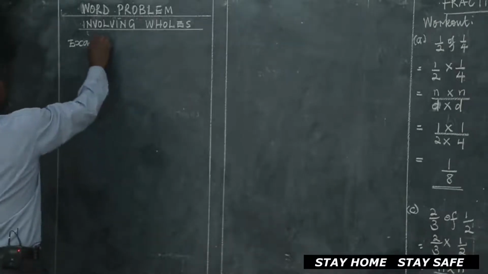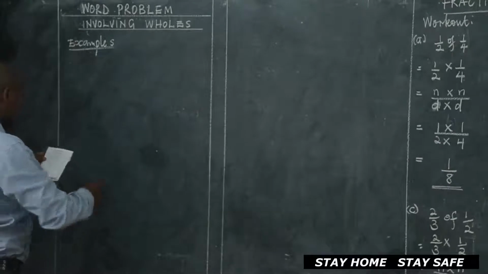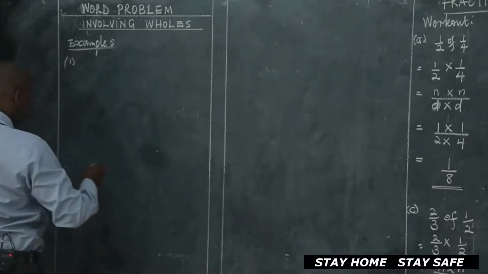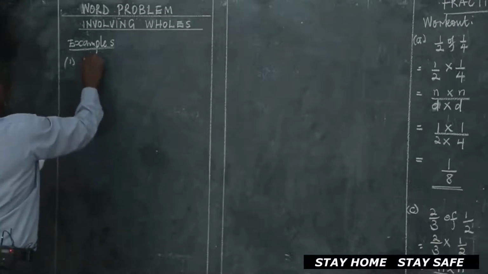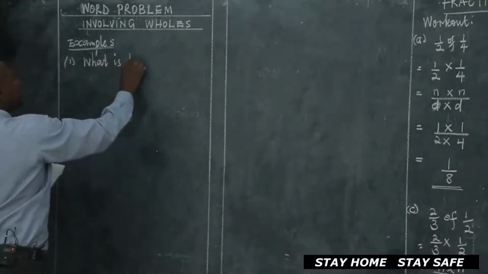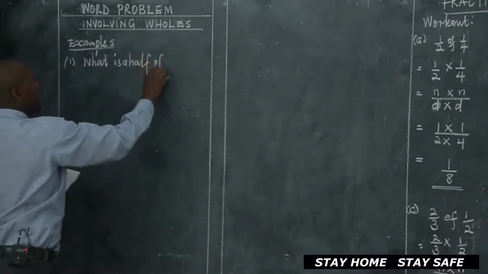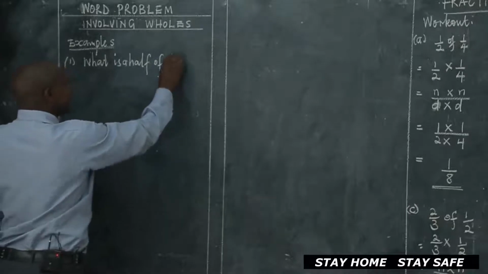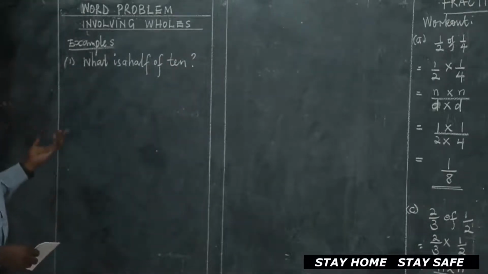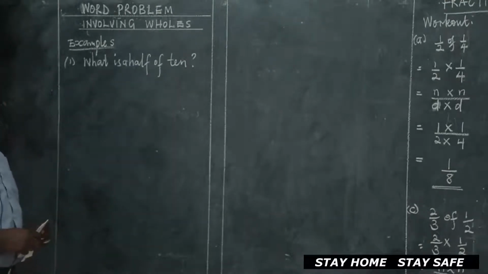Here the teacher is talking about example 1, or if I have quite a number of examples, and I have the first one, which is, what is a half of 10? As simple as you can see. The way we had it before, but now things have been set in words.